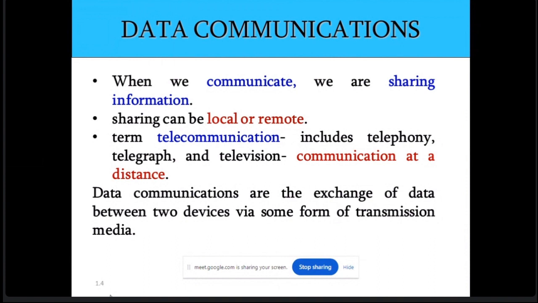So through a wired medium or wireless medium or any transmission media, the signal will be communicated to the receiver. So successfully we can communicate, sharing the information from source to the destination. So this is said to be data communication. இதுதான் நம்ம data communication சொல்லுவோம்.